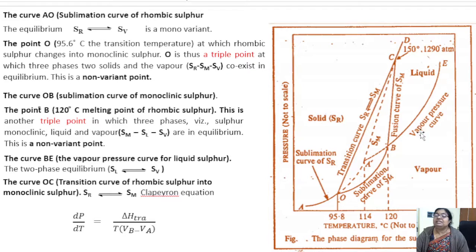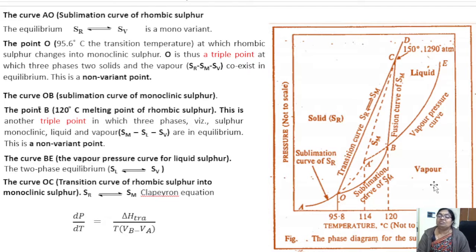So here the BE curve is what we call the vapor pressure curve of sulfur. This BE is also monovariant, and equilibrium exists between the sulfur in the liquid form and the sulfur in the vapor form. Here B is also another triple point, and this curve is what we call the fusion curve of rhombic sulfur.